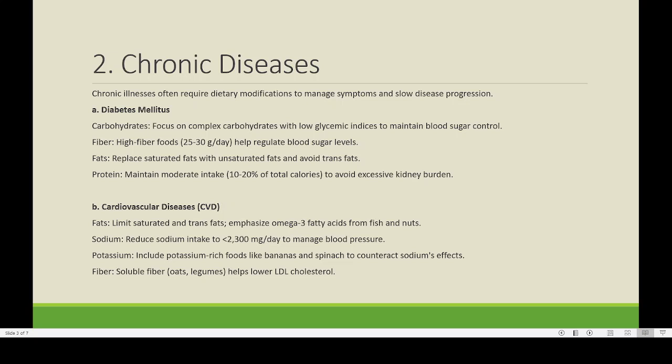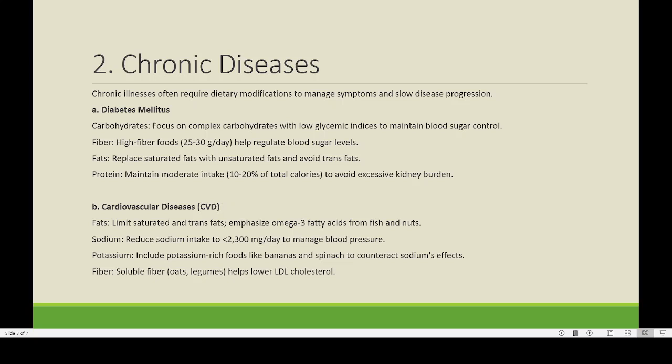For example, coming to diabetes mellitus, there are three situations. One is carbohydrate. Focus on complex carbohydrates with a low glycemic index to maintain blood sugar. Glycemic index means how much the food raises sugar level. Diabetic people will usually be eating the robusta banana. They may not be eating other types of banana because robusta banana generally contains less sugar. Similarly, they will be eating more chapati because that also contains less sugar.